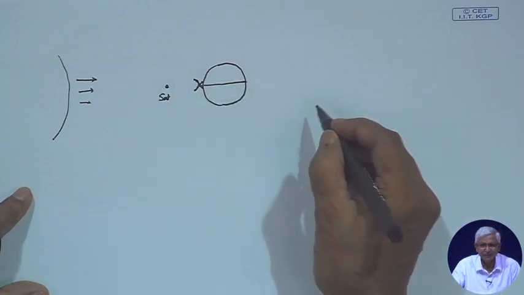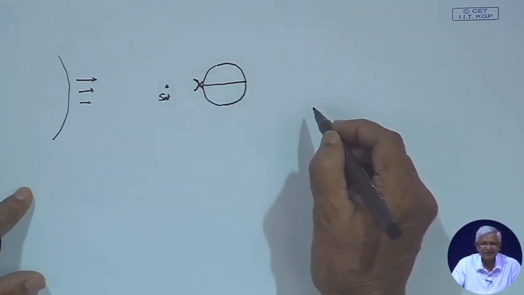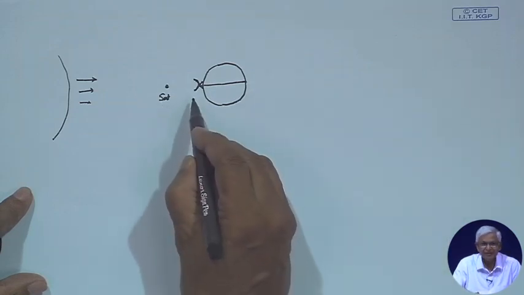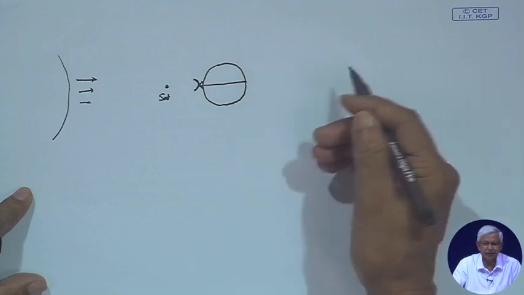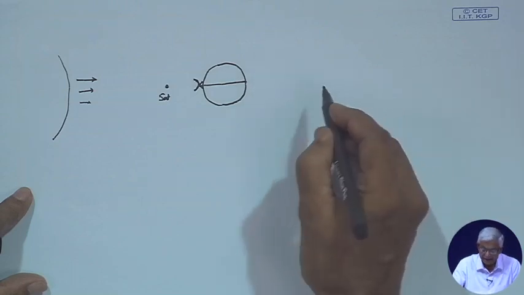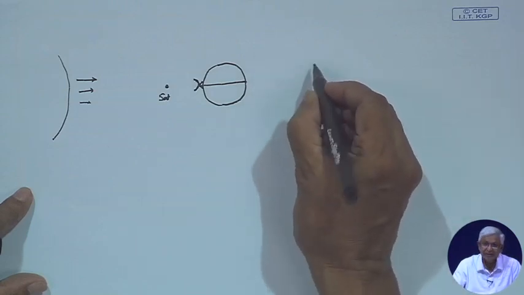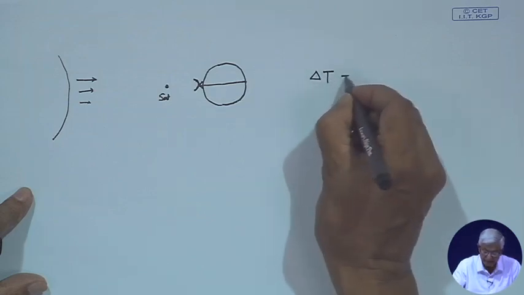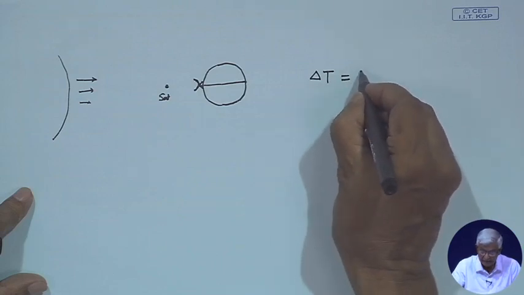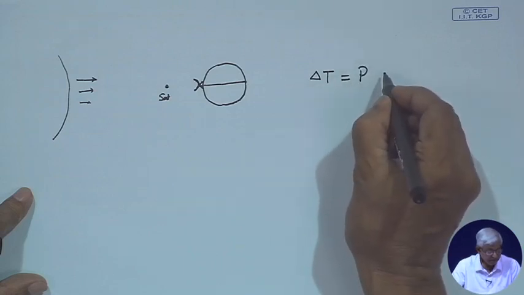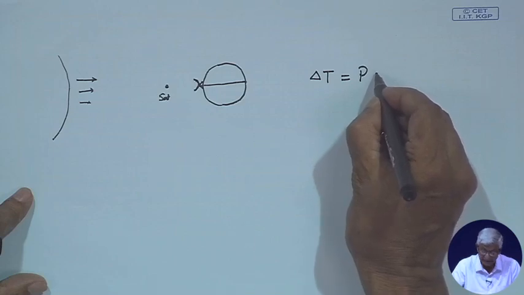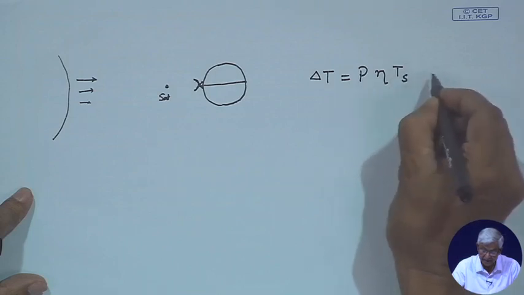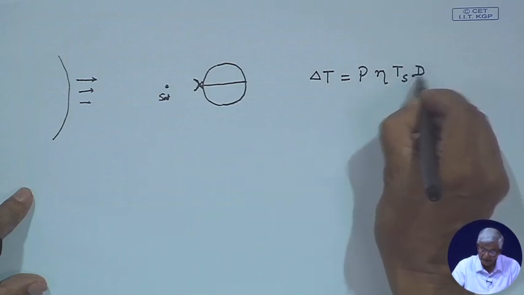The term noise temperature we will see much later, but right now assume we are talking about a temperature equivalent to the increase in noise. And there was a model given in the video: the increase in noise temperature delta T is equal to a polarization factor P, the efficiency of the antenna, the temperature of the sun, and the equivalent sun disk square.